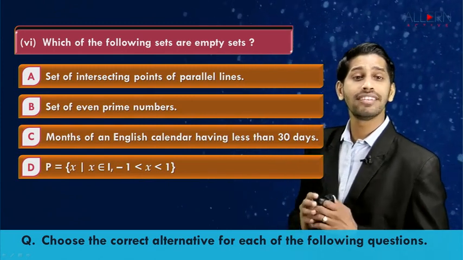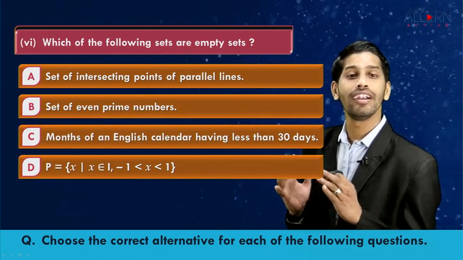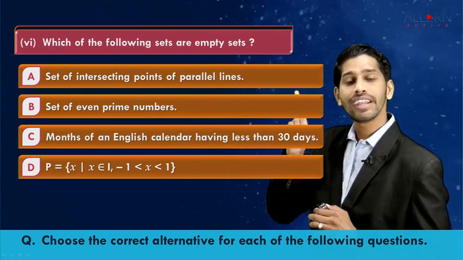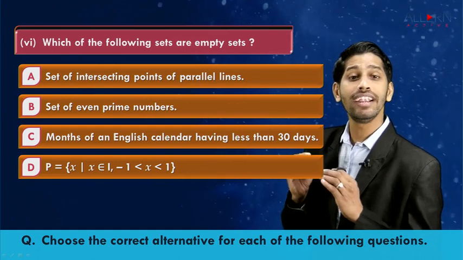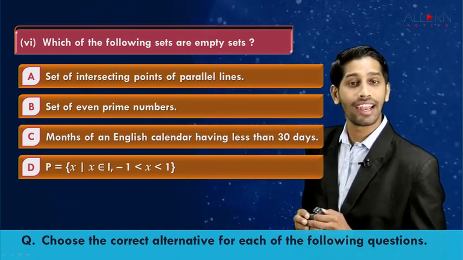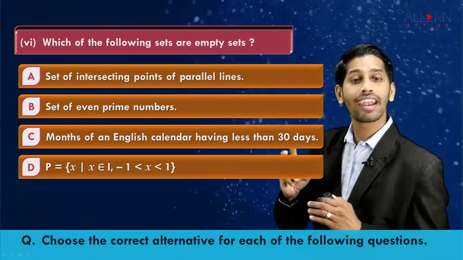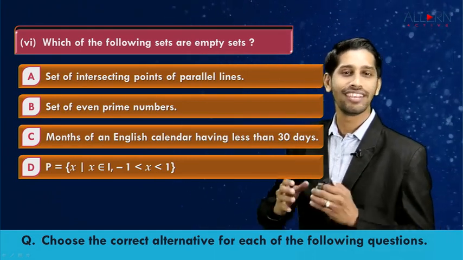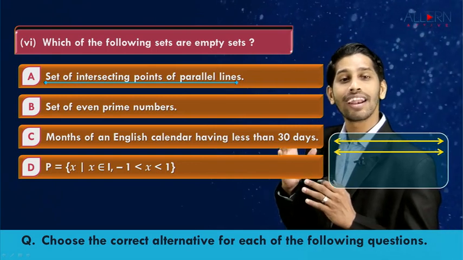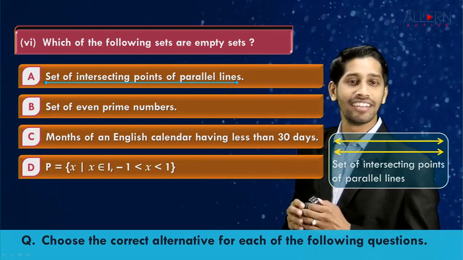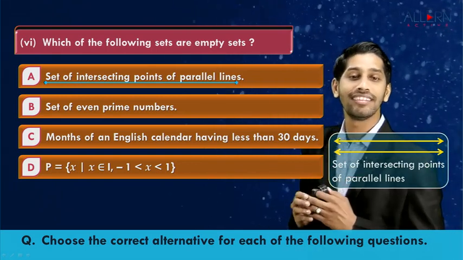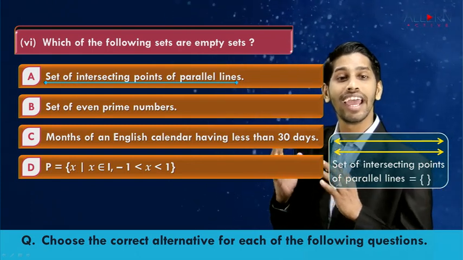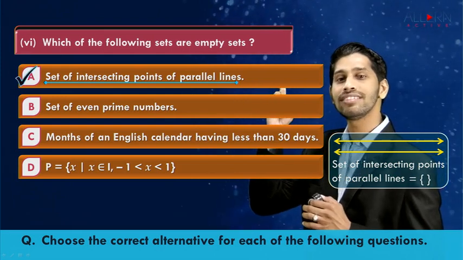A set is said to be empty if it does not contain any element. Let's see each option one by one. Option A says that set of intersecting points of parallel lines. That means 2 parallel lines are there and we need to find point of intersection. Child, it is very easy. We know that parallel lines never intersect each other, and if they never intersect each other, we will never get point of intersection. That means it is an empty set. So option A is empty set.